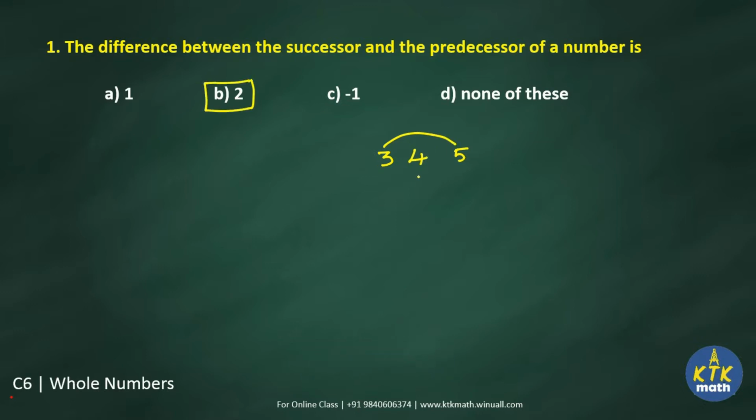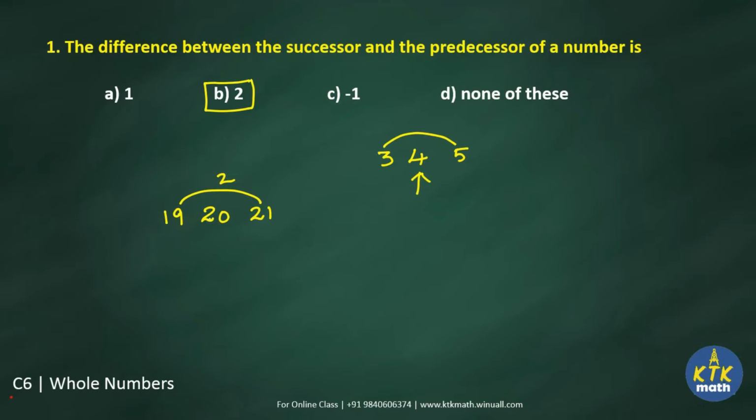This is not only for 4, for any number, the difference between successor and predecessor is always going to be 2 only. I'll explain with some other number. For example, you choose 20. Successor of 20 is 21. Predecessor of 20 is 19. When you are identifying the difference between 21 and 19, it is going to be 2 there. Understand? So this is possible for all the numbers. I hope you understand this first question.